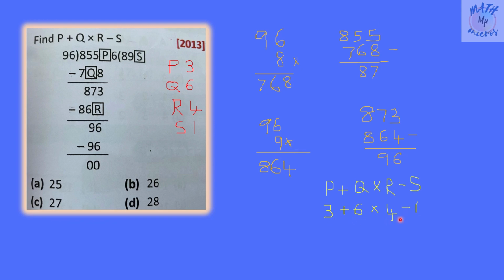Now it's time for the BODMAS rule. So how do we do the BODMAS? First we do the multiplication. So we need to do 6 times 4 first, which is 24. Now we found 6 times 4 is 24. So we do the left out numbers, which is adding 3 and reducing 1, which is basically adding 2. So 24 plus 2 is 26, and that's the answer. So 26 is the answer, and here the option is B, 26.